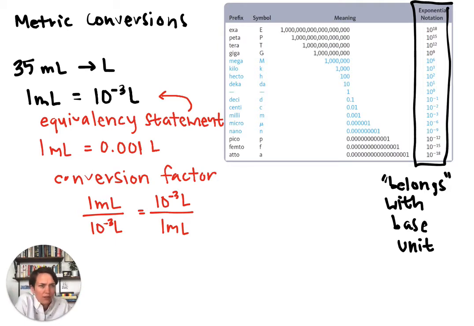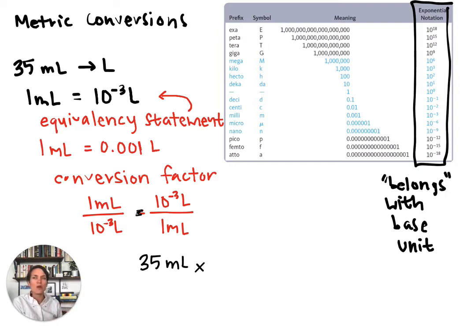So now we're going to go ahead and use that with our conversion from 35 milliliters to liters. So we would take our 35 milliliters and we're going to multiply it by one of these two conversion factors. Now the conversion factors, remember, are equivalent, right? They mean the exact same thing, and it's exactly the same as multiplying by 1. We're just converting from one unit to another.